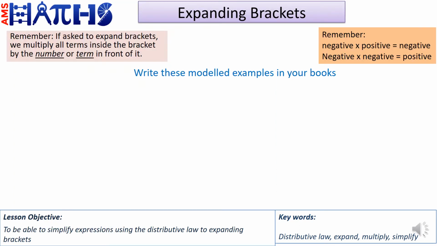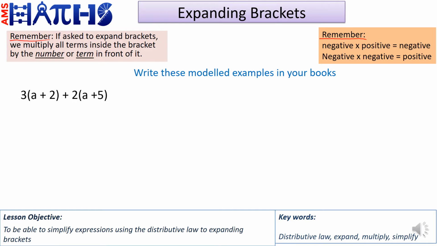Now we're going to expand brackets, and there are two things I would like you to bear in mind when we do this exercise. First, you need to remember that when asked to expand brackets, we multiply all terms inside the bracket by the number or term in front of it. And two, we also need to remember that negative times positive is negative, and negative times negative is positive. For these examples, I'd like you to write them in your math books.